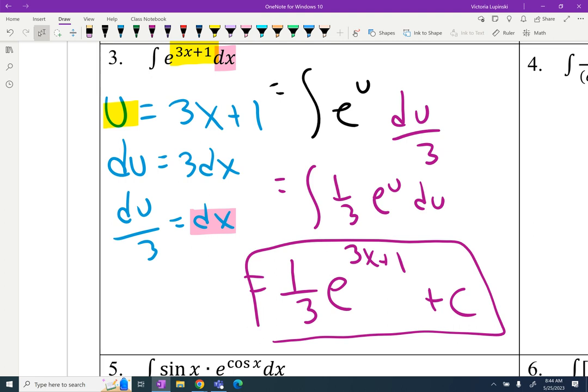Questions on the first 3? The next 3 get just a touch harder, although really not by much. But any questions on the first 3?